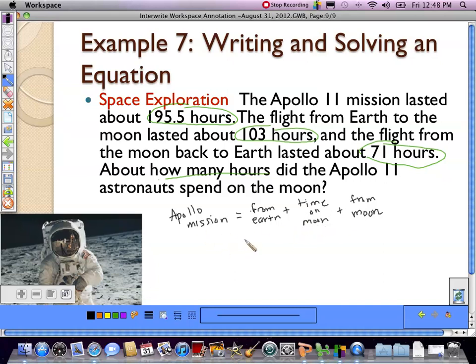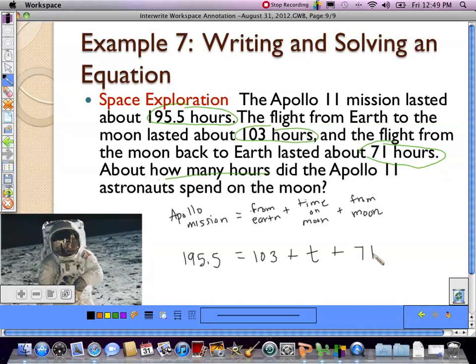So now let's fill in our numbers. The Apollo mission lasted 195.5 hours. The time from Earth was 103. Time on the moon, this is our unknown quantity. The question said, how many hours did we spend on the moon? So this is unknown. We do not know what it is. So I'm going to use a T because the T will represent the time on the moon. And then our time from the moon was 71 hours.